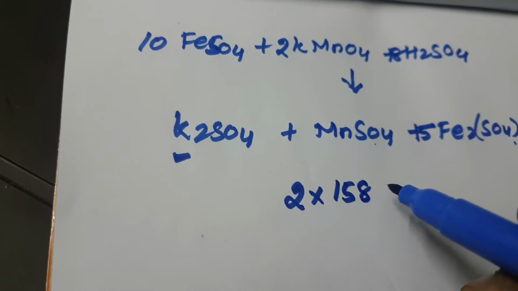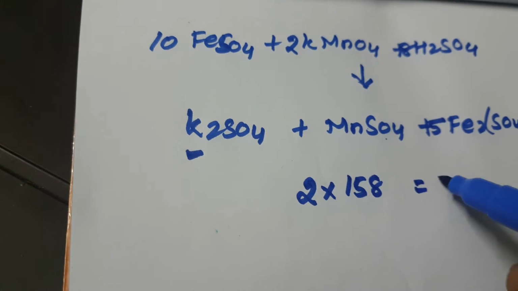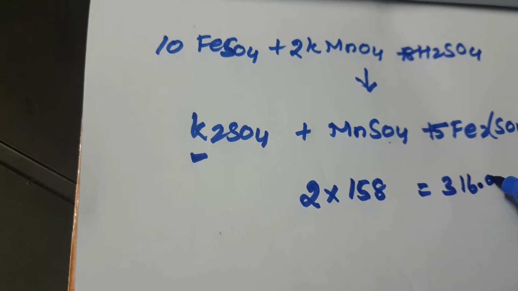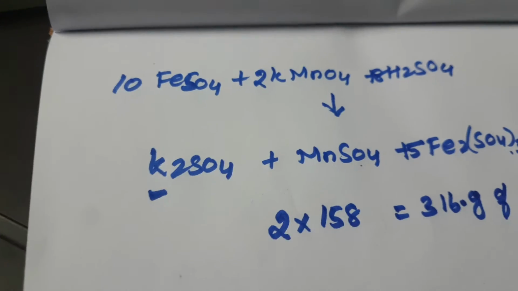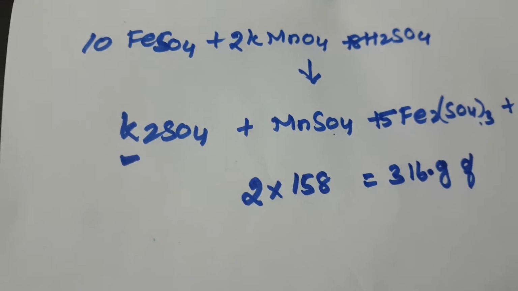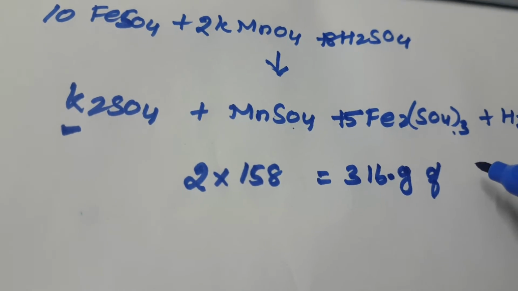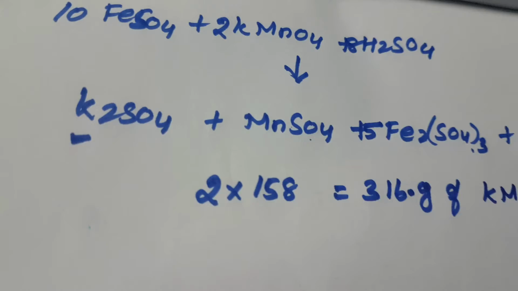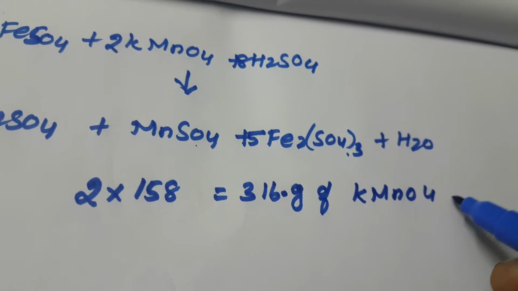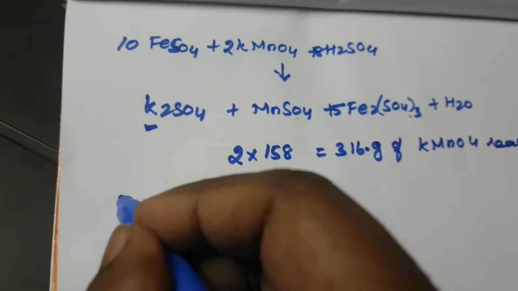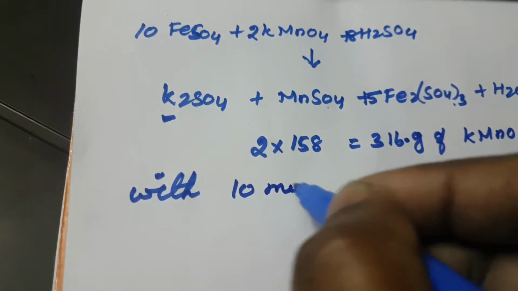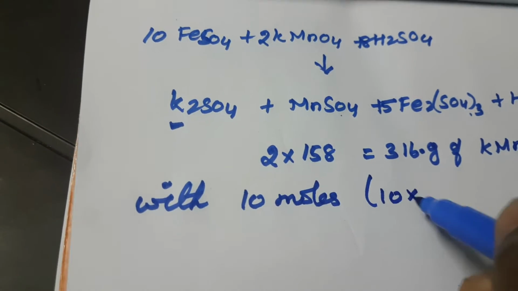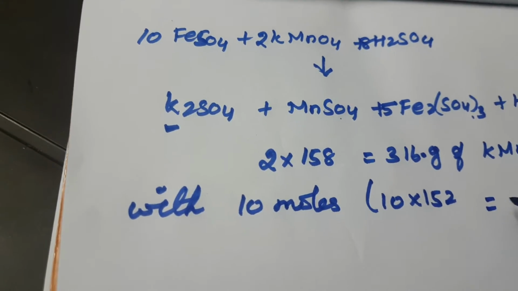What is the molecular mass of potassium permanganate? 158 gram. So 2 into 158 equals 316 gram of potassium permanganate reacts with 10 moles of anhydrous ferrous sulfate, 10 into 152.